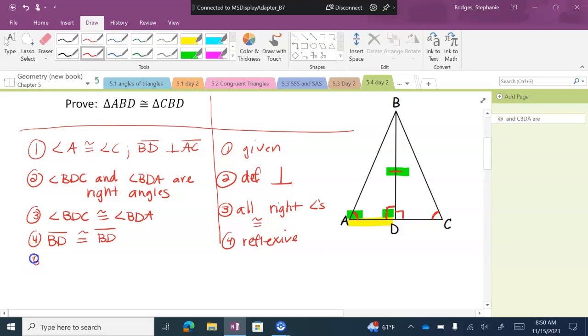All right, so I'm going to copy down my prove statement. It says to prove that triangle ABD is congruent to triangle CBD. And what did we just say that was? Angle, angle, side, yeah. And I just want to show you the difference between the two.